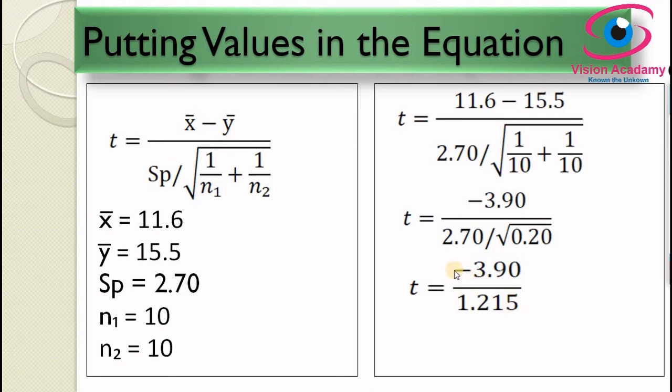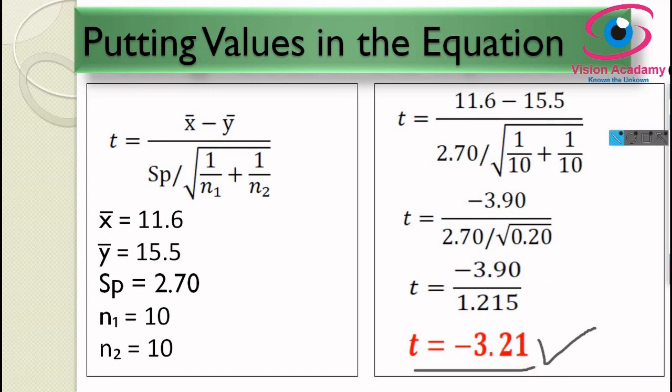Now I have to divide minus 3.90 by 1.21. So finally I obtained, by simplifying the values in the formula, our test statistic of t is minus 3.21.